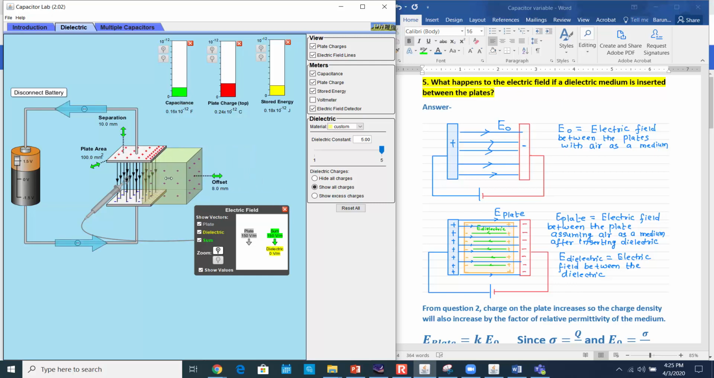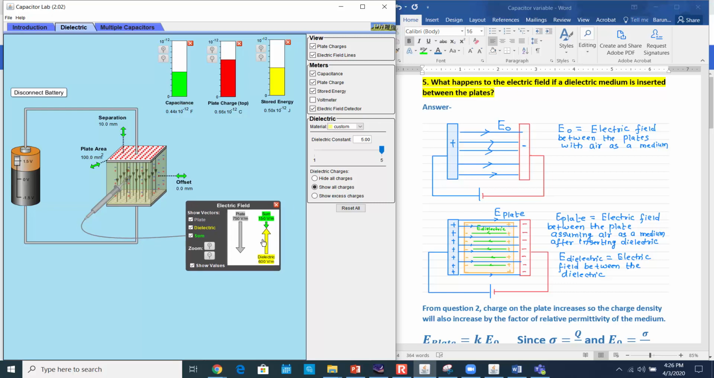Now if I insert the dielectric medium, you see the plate field and the dielectric field are in opposite directions. The plate field has gone up by 5 times. The dielectric field has gone up by 4 times, but the total field has remained exactly the same. The reason the plate value has gone up by 5 times is because of the dielectric constant of 5. Now let me explain mathematically here.